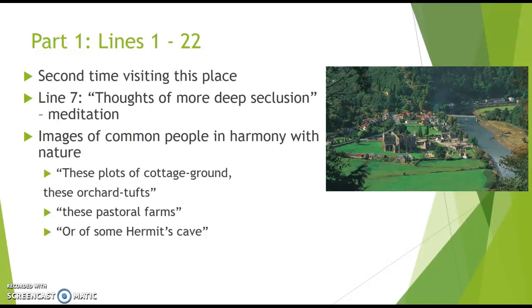But in that first section, we get a lot of nature imagery and images of common people in harmony with nature. He says these plots of cottage ground, these orchard tufts, these pastoral farms, and he also references a hermit's cave. So you can see basically what he would have been looking on would be those red structures that you see in the background, and that's what he's referring to here. Again, this is one of the themes that we see in his earlier works, the idea of sympathy for the common people, but as I said in the lecture on his life, he does get disillusioned with that as he grows older.